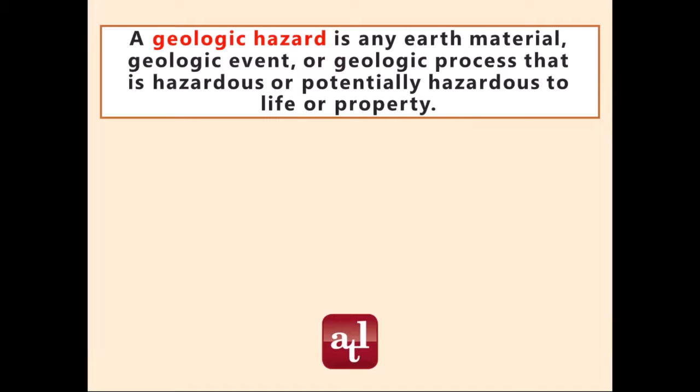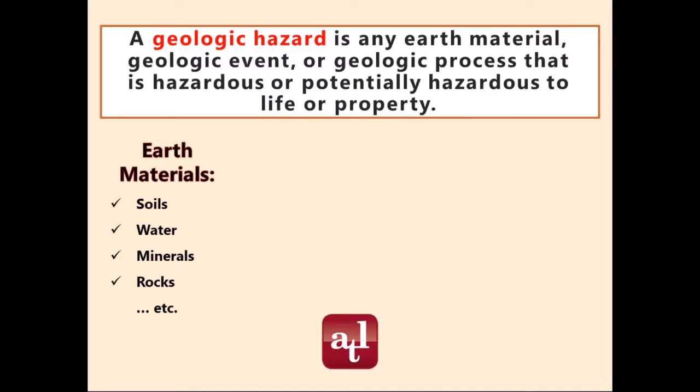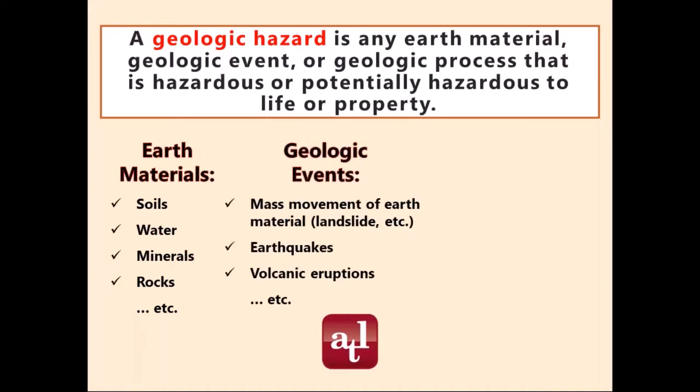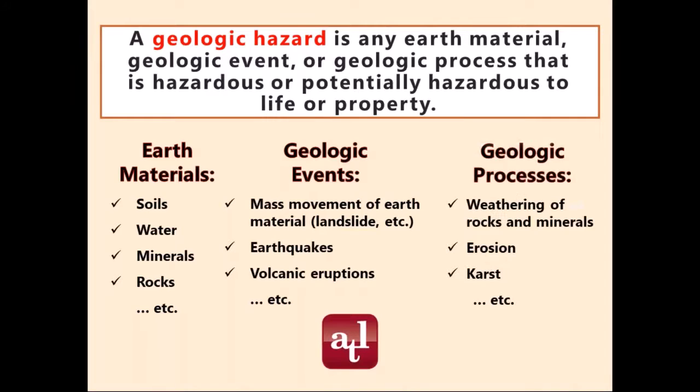Okay, so first let's just do a quick definition of what a geologic hazard is. Any earth material, geologic event, or geologic process that is hazardous or potentially hazardous to either life or property. So earth materials, of course, would include soil, water, minerals, rocks, etc. Geologic events could include any sort of mass movement of earth material like landslides, rock slides, so on and so forth, earthquakes, volcanic eruptions, etc. And geologic processes can include weathering of rocks and minerals, erosion, formation of karst, etc.